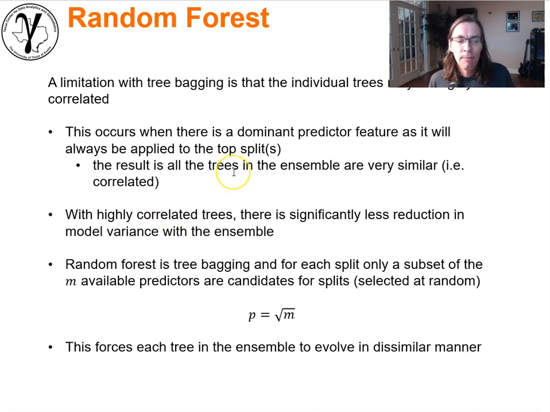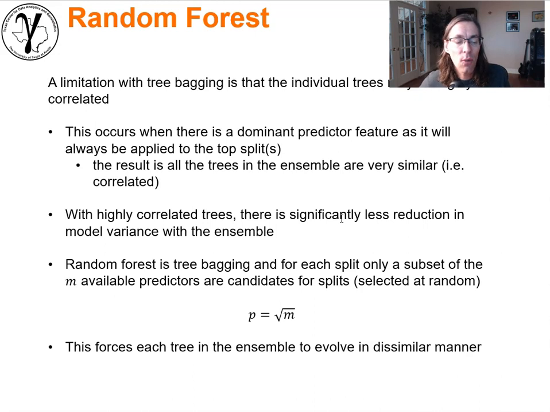So the result is, the trees are going to be quite highly correlated because they're making the same splits. Even if you do Bootstrap resampling of the data, it's still going to be splitting about the same way. The estimators can be very similar. Okay, and so with highly correlated trees, there is significantly less reduction in model variance with the ensemble. We're not benefiting as well as we could from the ensemble.